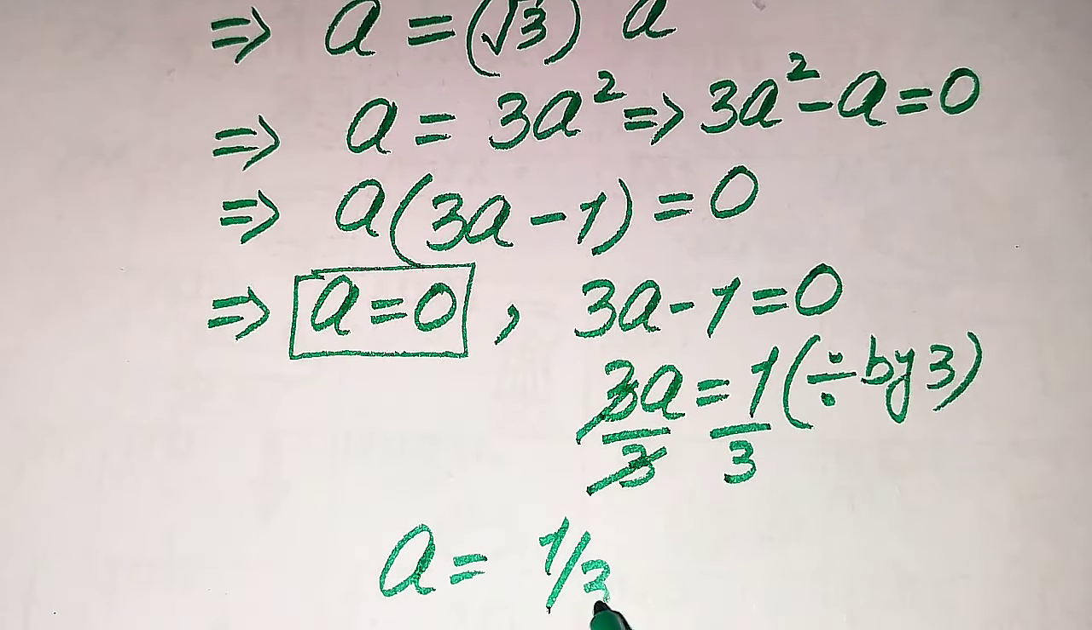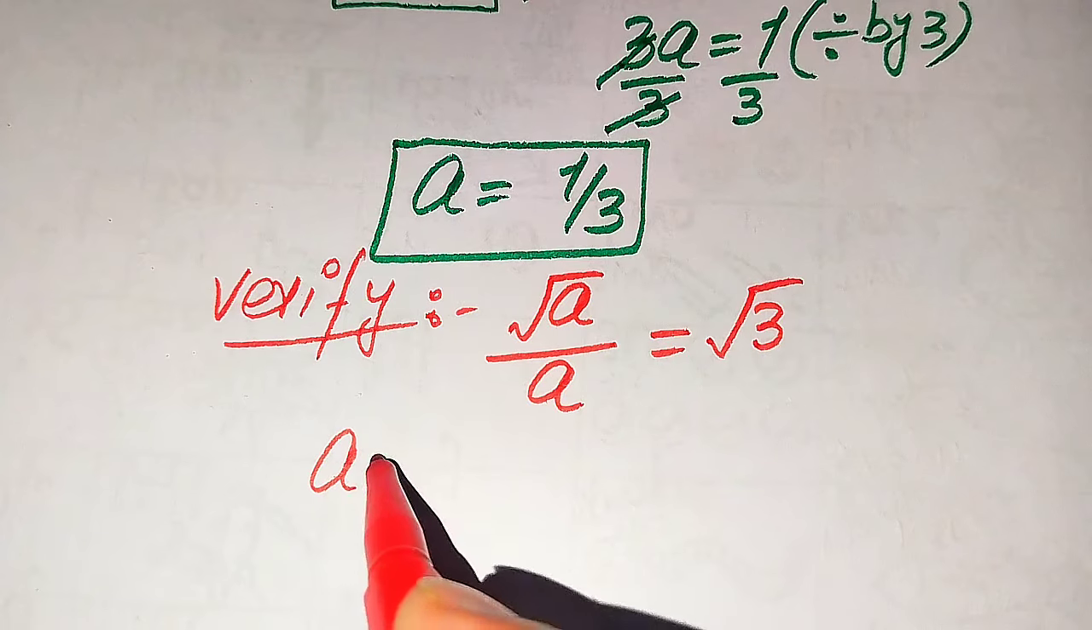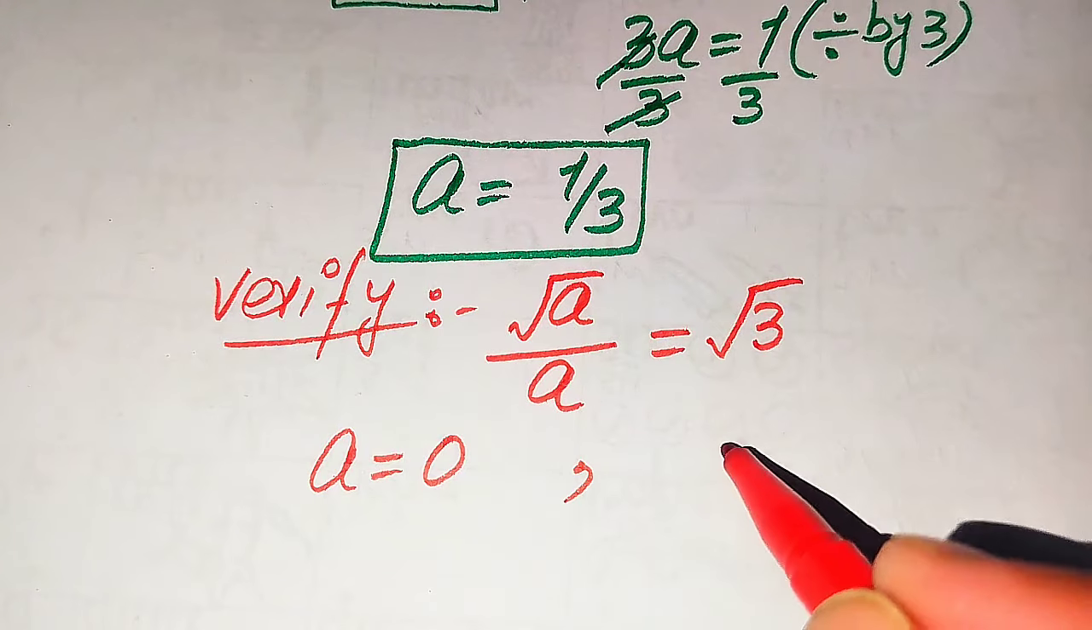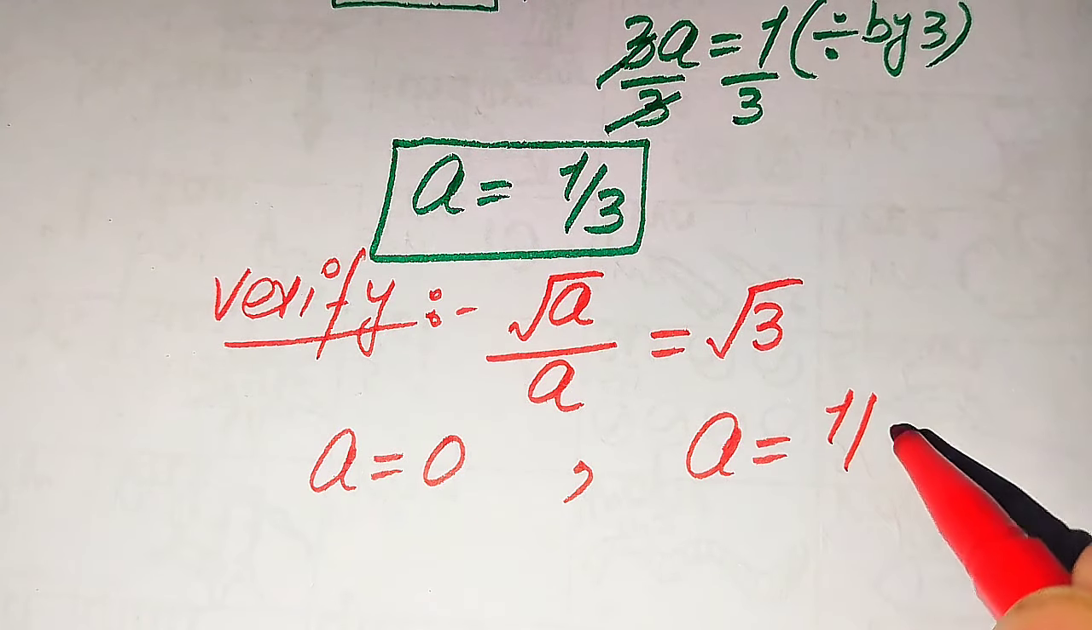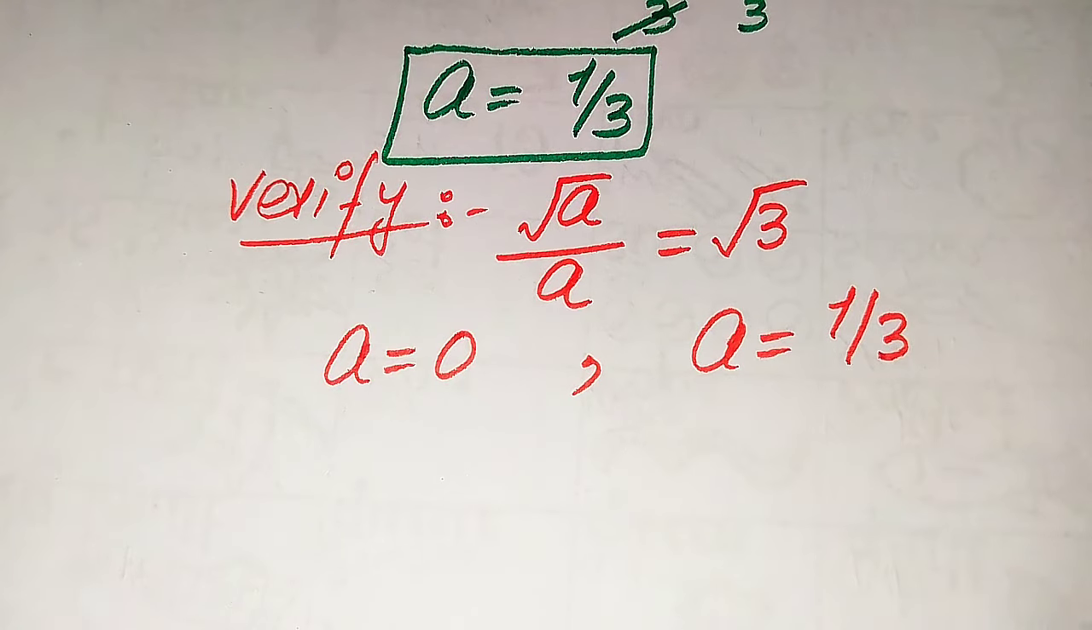So we get two values of a, and now in the next steps we need to verify whether these values of a are solutions or extraneous roots. For verification of the roots, we need to copy down the given question statement here, and it is square root of a divided by a is equal to square root of 3. In this side we will verify a is equal to 0, and in this side we will verify a is equal to 1 over 3.